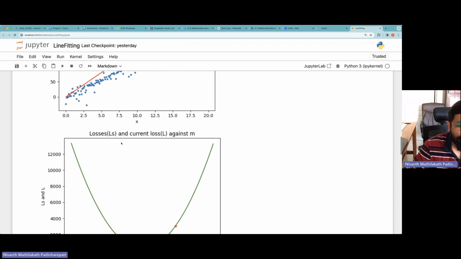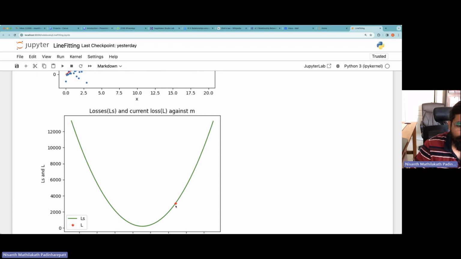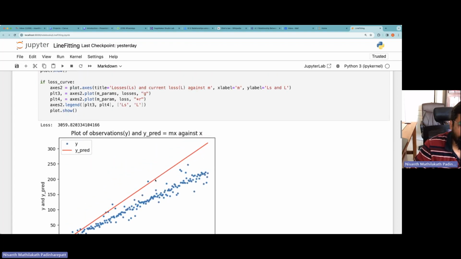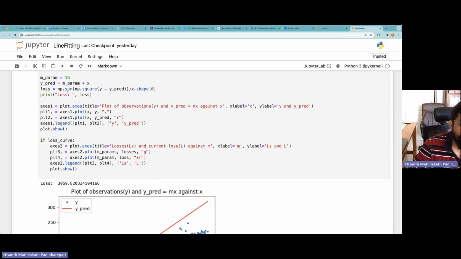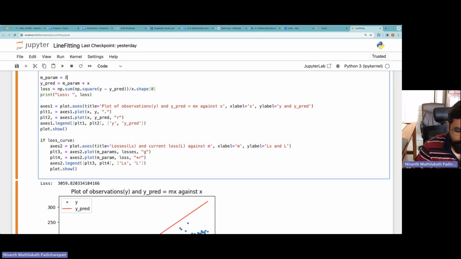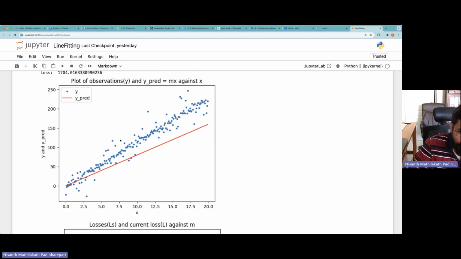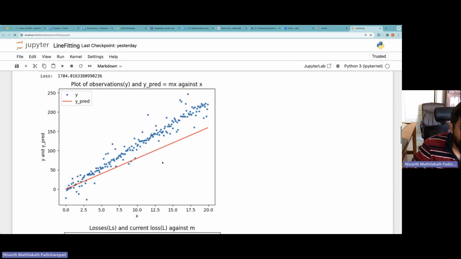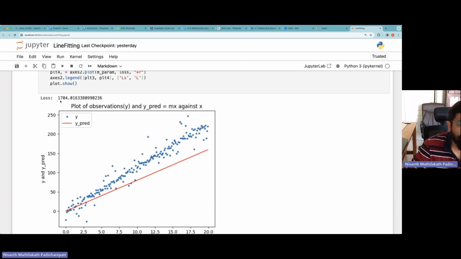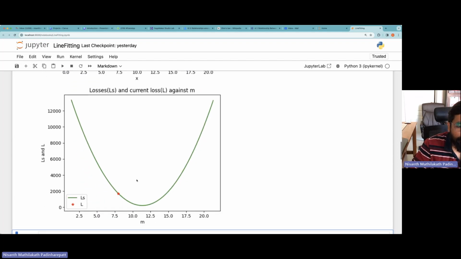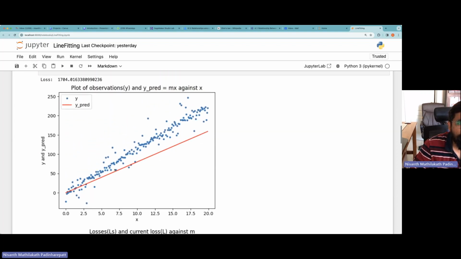But we have to go to the left, right? Because lower value is required for m. Then only loss will be less. So let's try 8. Okay. What happened? The line came to the opposite side actually, but the loss has come down. It was 3000, now 1700. Okay, and it is here. So now it looks like it is between 8 and 16.